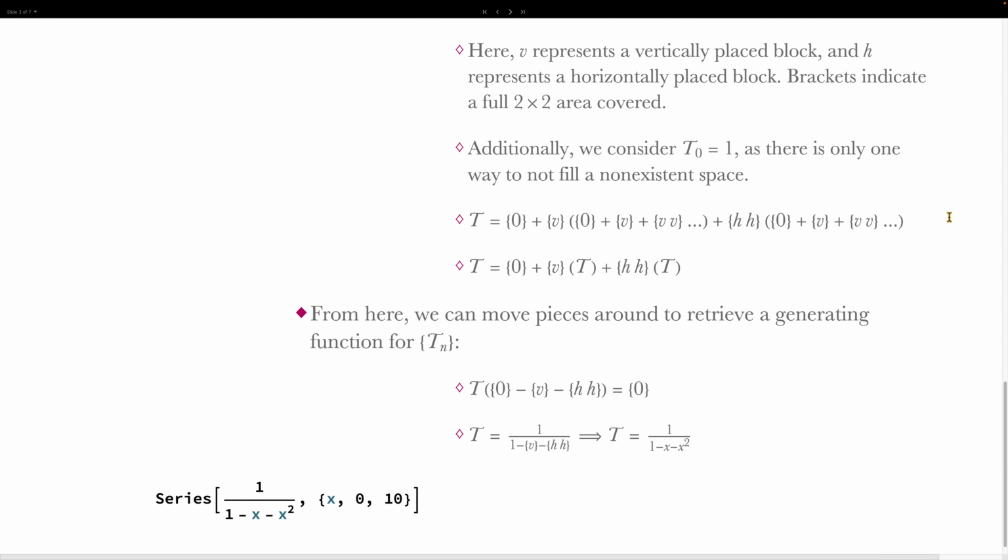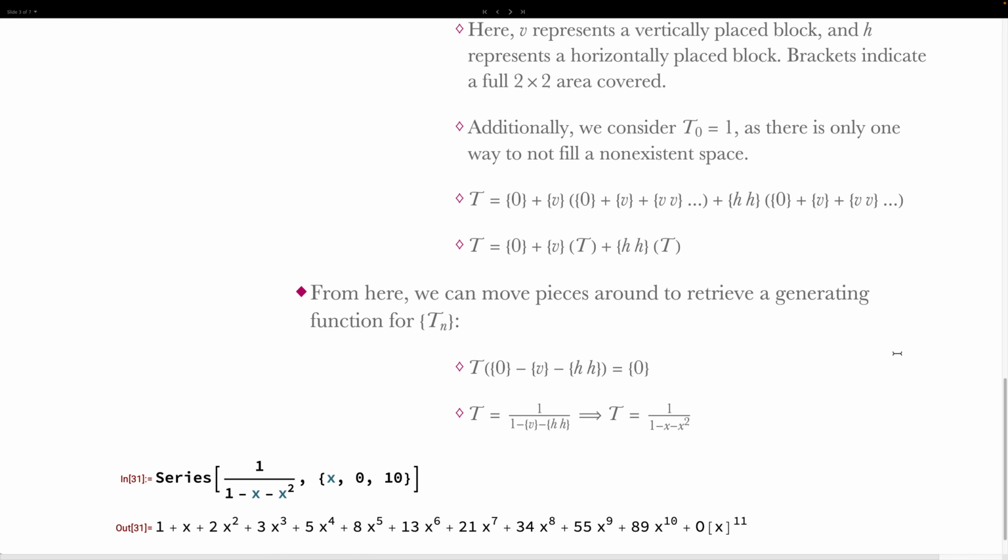If we take the series of 1 over 1 minus x minus x squared, as n goes from 0 to 10, we get a power series with the coefficients of the Fibonacci sequence. Now, if you're a bit of a stickler for proofs, you might not be satisfied with just seeing 1, 1, 2, 3, 5, 8, 13, 21, 34, 55, and 89 in a row and calling that the Fibonacci sequence.